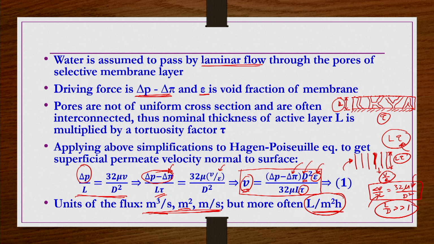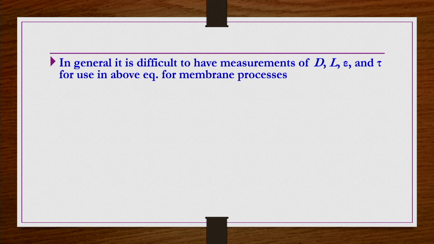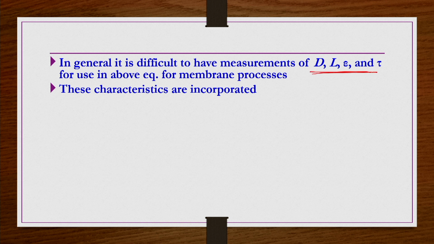So, what do we do? We try to overcome these measurements of d, L, epsilon and tau, and rearrange this equation in a different form. How can we write a different form? These characteristics, d, L, epsilon and tau, we can incorporate into some kind of permeability or some kind of resistance. So, in two ways the permeate flux can be reported.